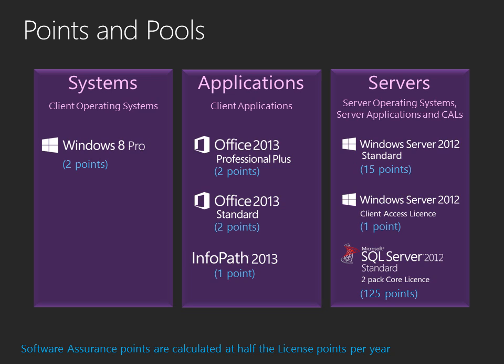So when you buy licenses through an Academic Select Plus, they are split into the 3 different pools of systems, applications and servers. Each license has a points value associated with it. And again, if you do purchase software assurance, that is calculated at half the license points per year of the agreement. So what we have here is a running total during the year of the number of points worth of licenses purchased in each pool. And for a pool to remain active, that does need to be at least 500 points per year.